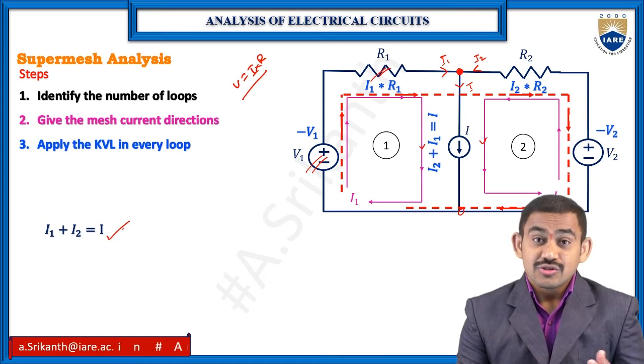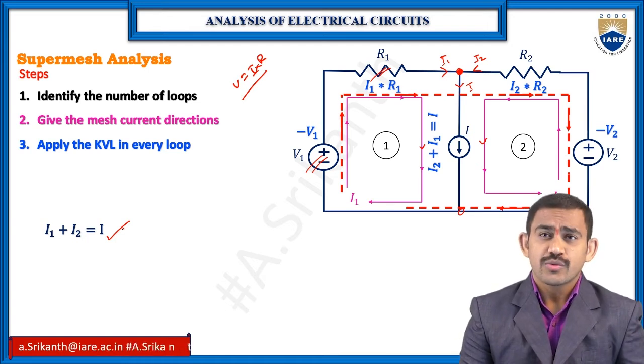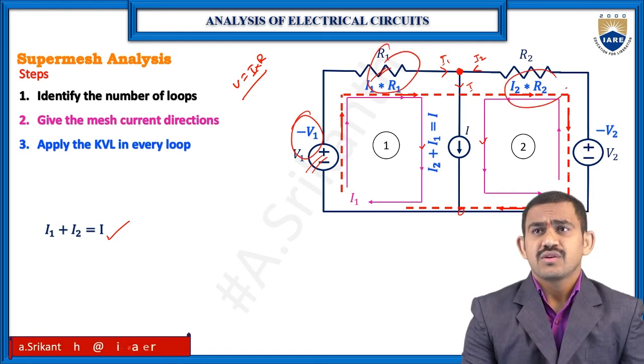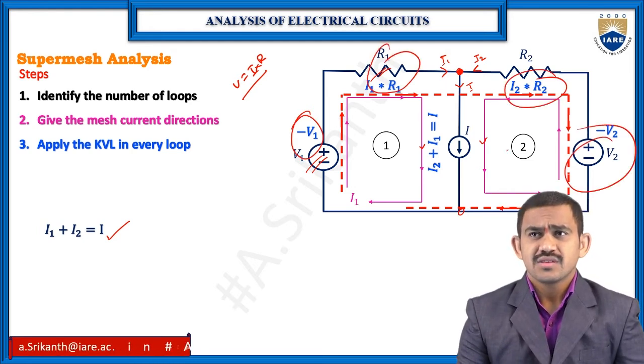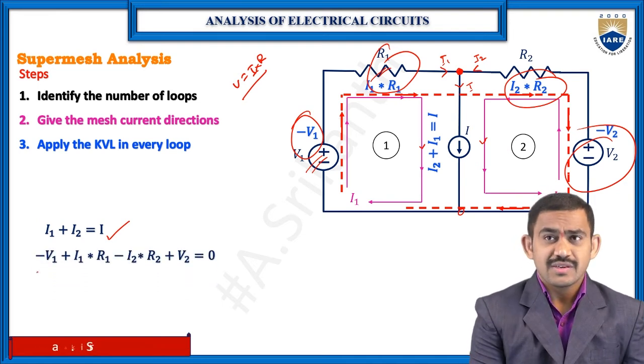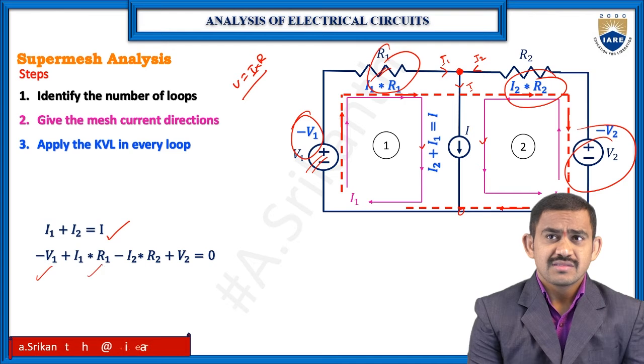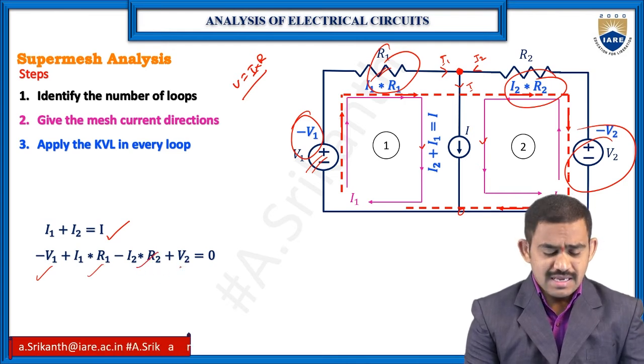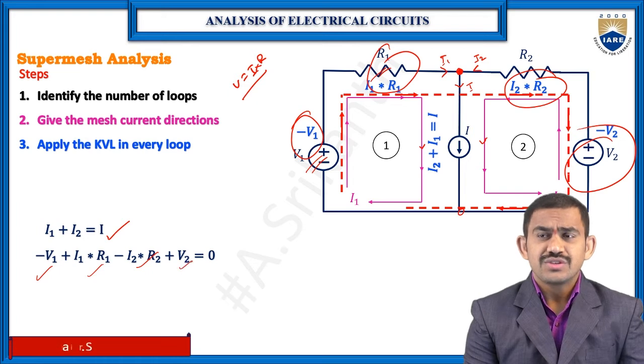Coming to the super loop equation, how many voltage drops do we have? 1, 2, 3, 4 voltage drops. Just write that the sum of voltage drops equals 0. So minus V1, I1 R1, then I2 R2 and V2 equal to 0.